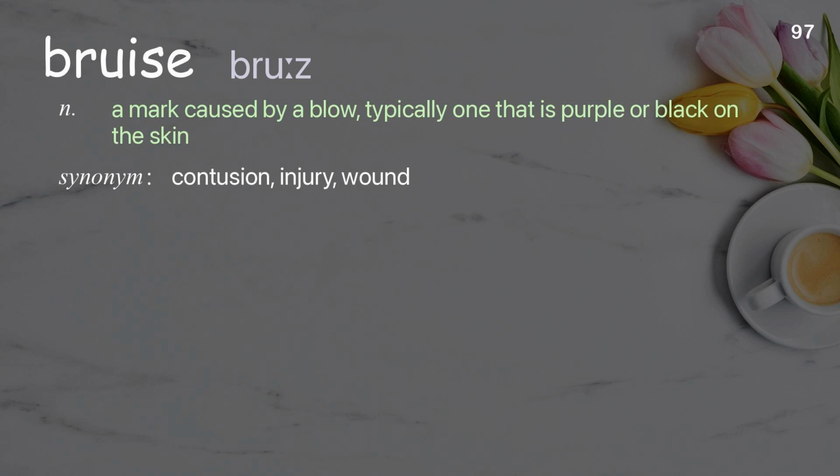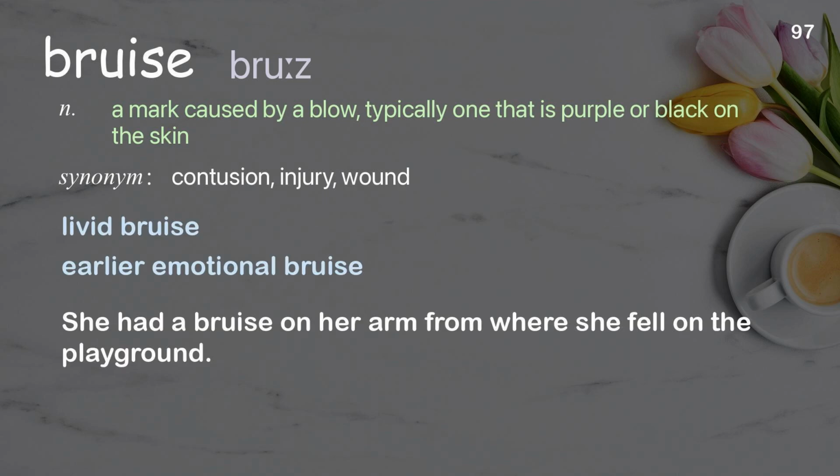Bruise. A mark caused by a blow, typically one that is purple or black on the skin. Examples: livid bruise. Earlier emotional bruise. She had a bruise on her arm from where she fell on the playground.